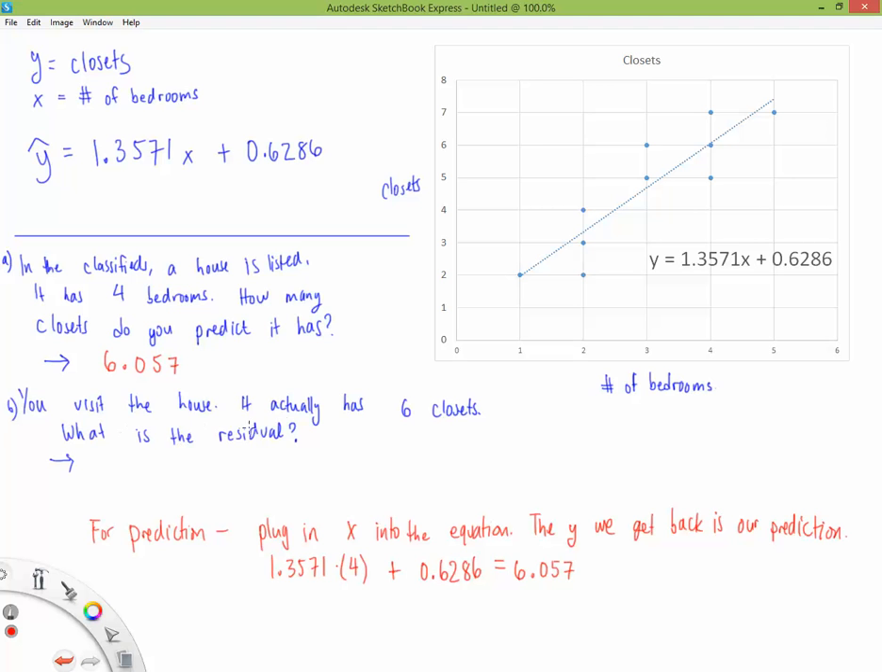If the house actually has 6 closets, what is the residual? We know our residual is always the actual value, in this case 6, minus our prediction, which is 6.057. So we get a residual of negative 0.057.